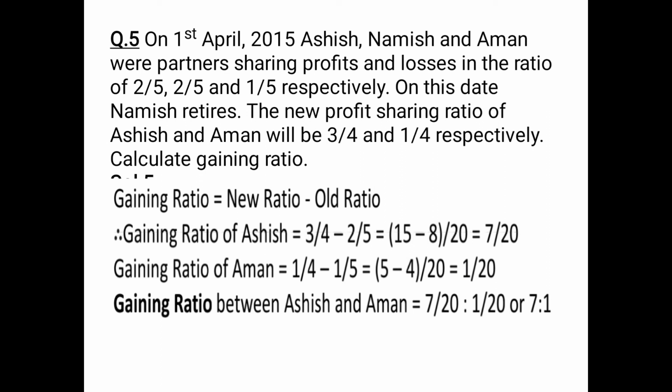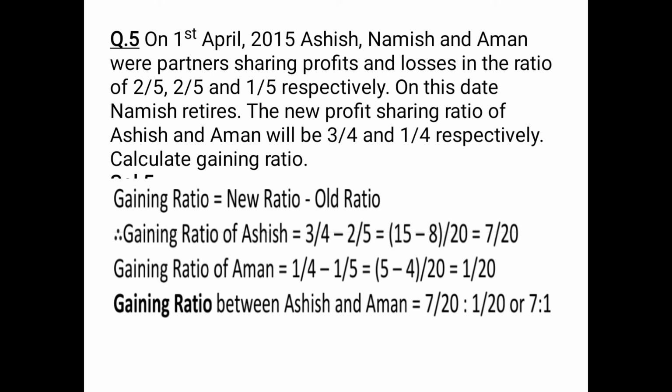So as you can see, on 1st April 2015, Ashish, Namish and Aman were partners sharing profits and losses in the ratio of 2 by 5, 2 by 5 and 1 by 5 respectively, that is 2:2:1. On this date, Namish retires. The new profit sharing of Ashish and Aman will be 3 by 4 and 1 by 4, that is 3:1. So in this question, you have the old ratio as well as you have the new ratio. So you can simply apply the formula and you can calculate the gaining ratio.